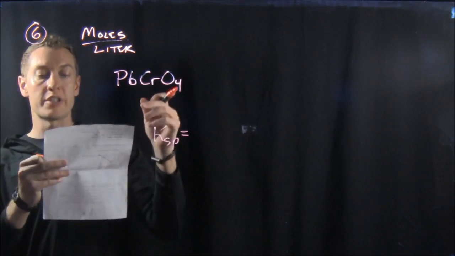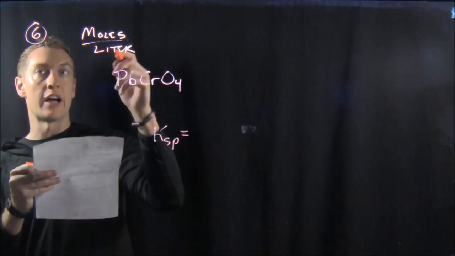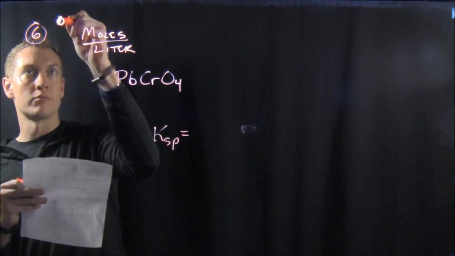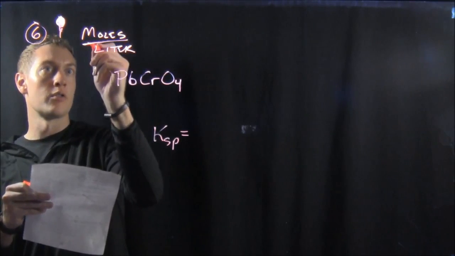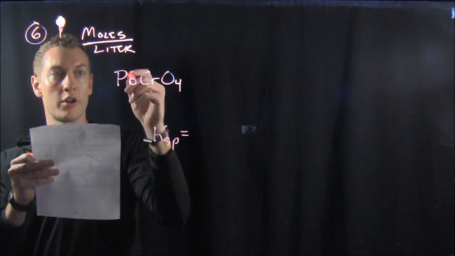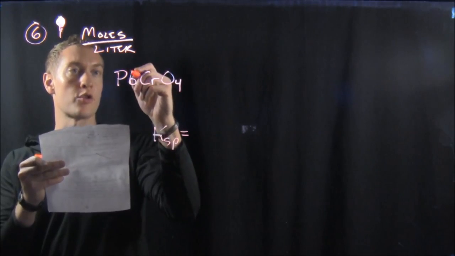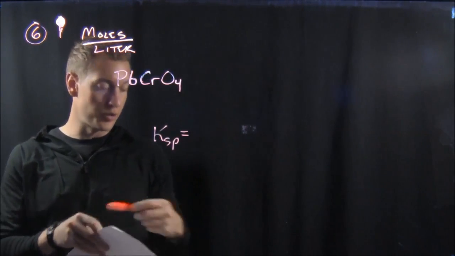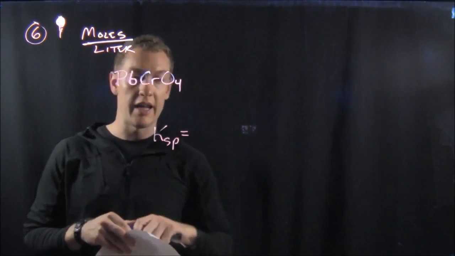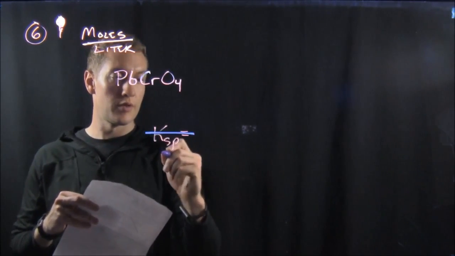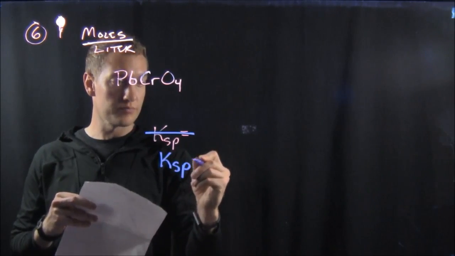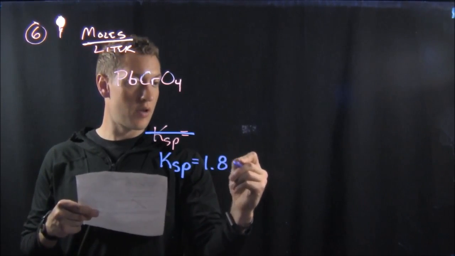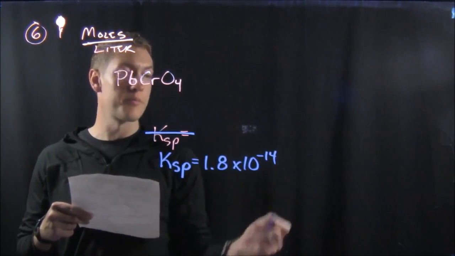In lecture example number 6, it wants us to find the concentration, so that's in moles per liter. What's wrong with this thing? Moles per liter of lead ion and chromate ion in a saturated solution, given that KSP is 1.8 times 10 to the negative 14th.